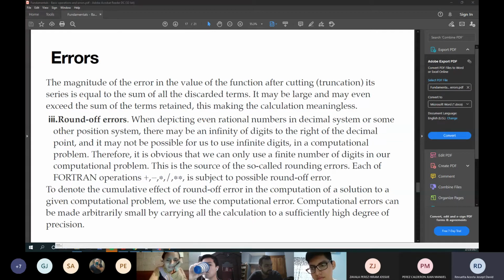Entonces, that's one of the definitions here. We are actually using errors that involve rounding off. Okay? Do you have any questions about the type of errors?